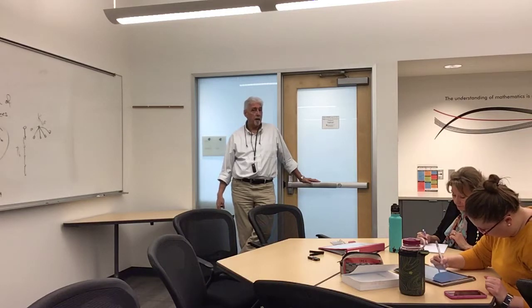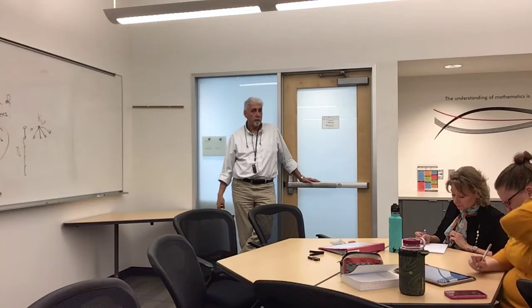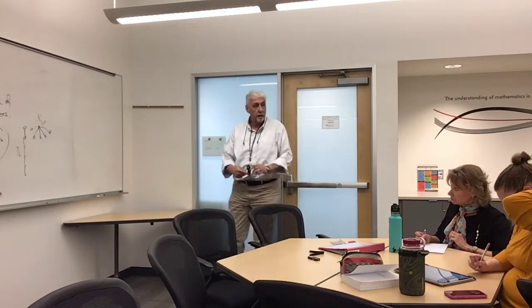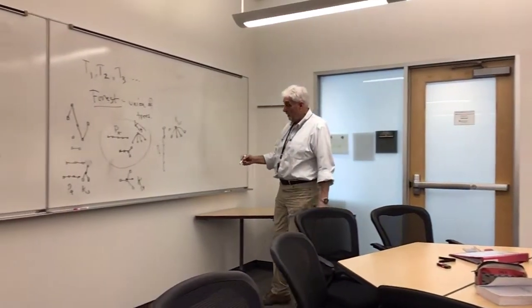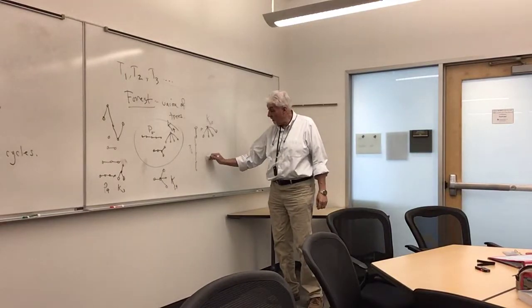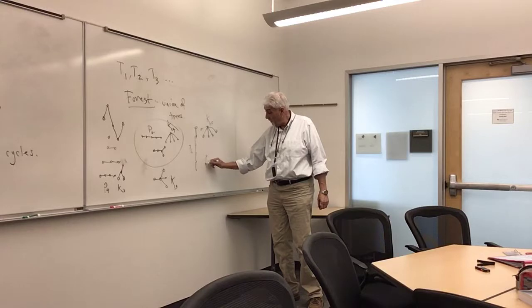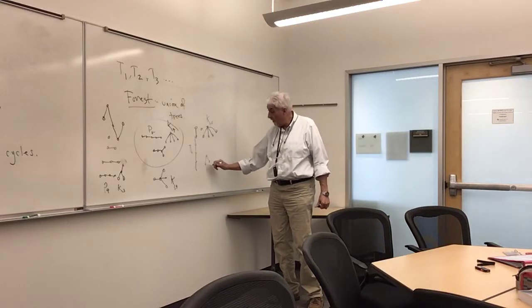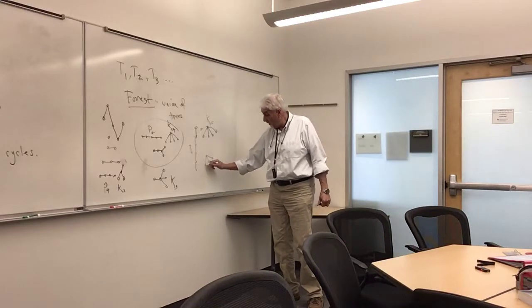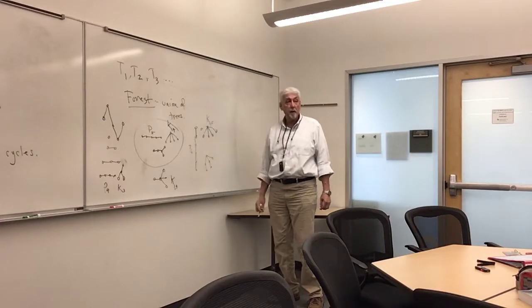I'm sure there are more than 2 trees of order 6. Anybody got another one? Yeah. So we can have one vertex in the middle, and there are two vertices in a path next to it. Yes. Okay.